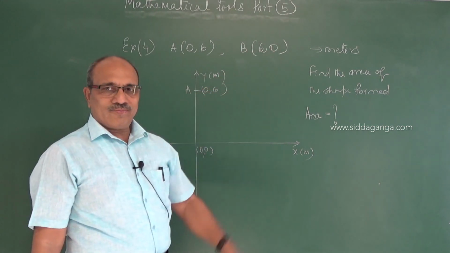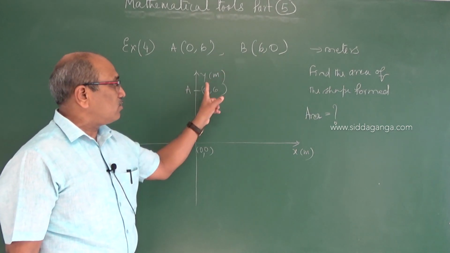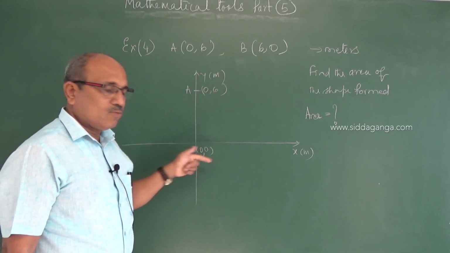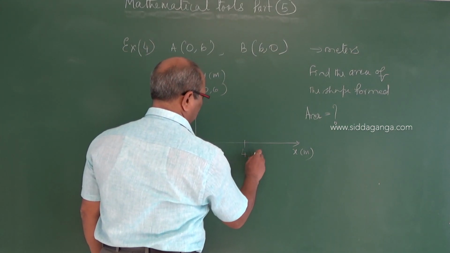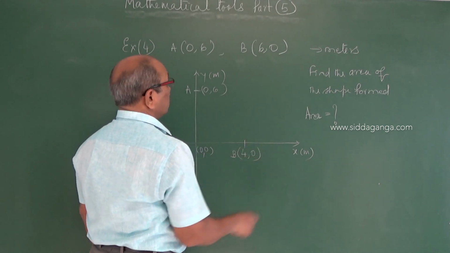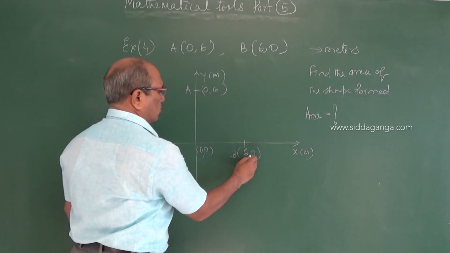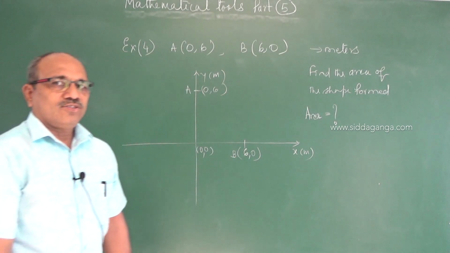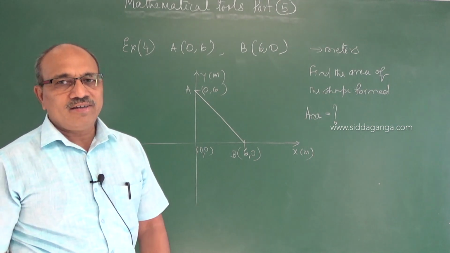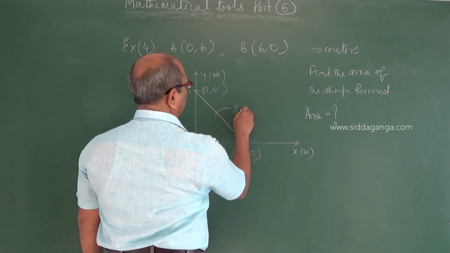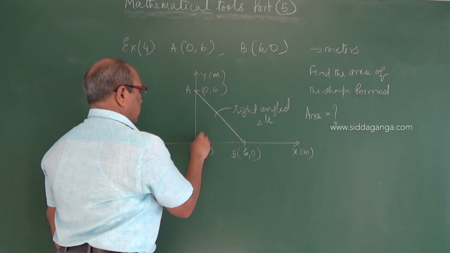When you see (6, 0), it is again moving along the x-axis only, because y is not changing. We are not moving parallel to y, we are on the x-axis only. Then we reach the point B, (6, 0), not (4, 0). Join them. What shape did you get? It is a triangle, a right angle triangle. So it is 90 degrees.